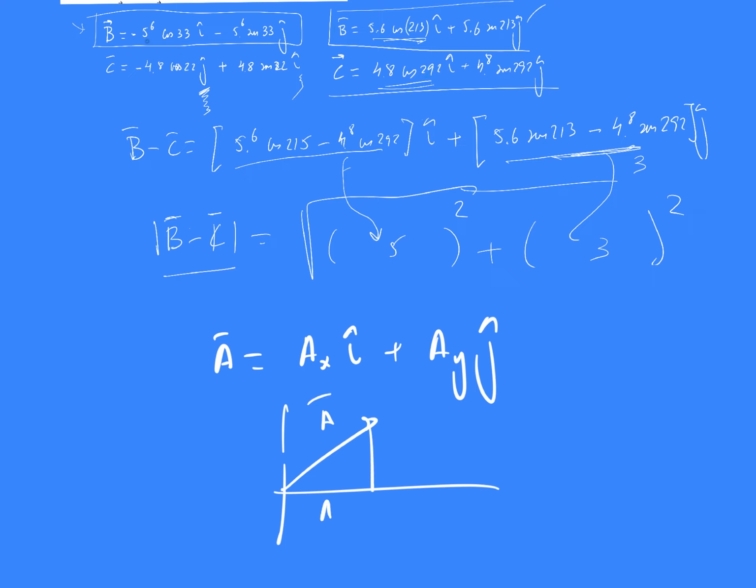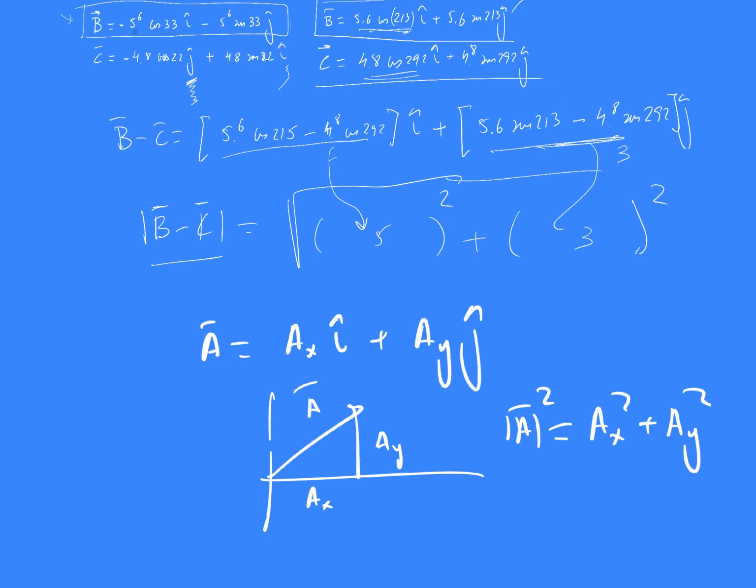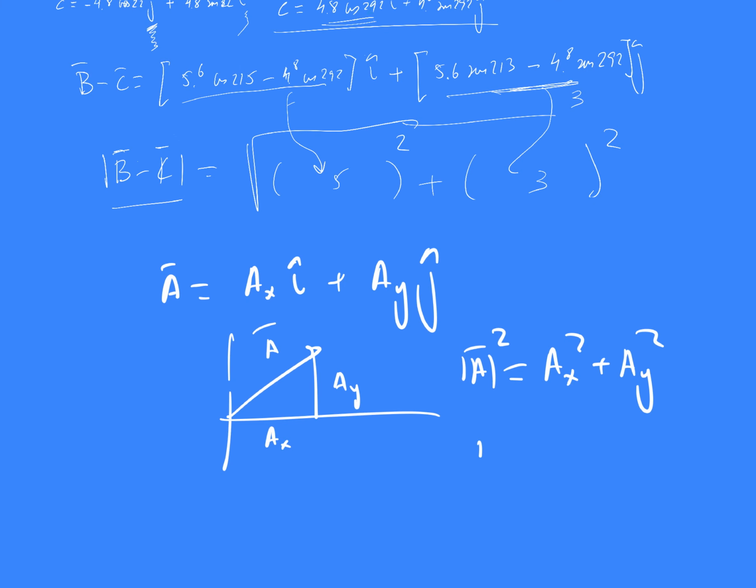The magnitude is AX squared. The magnitude of the vector squared is AX squared plus AY squared. So it's Pythagoras' theorem. The magnitude of A is the square root of AX squared plus AY squared. So work this problem carefully and find the result.